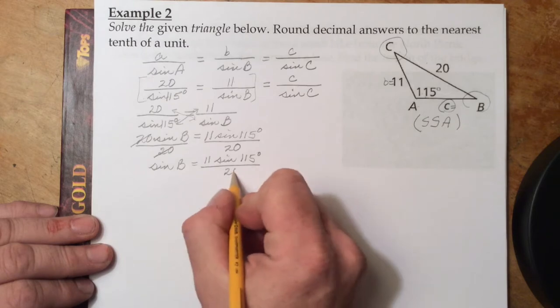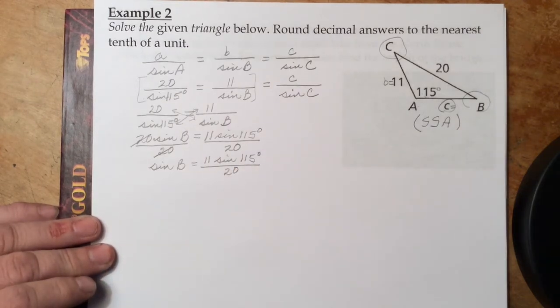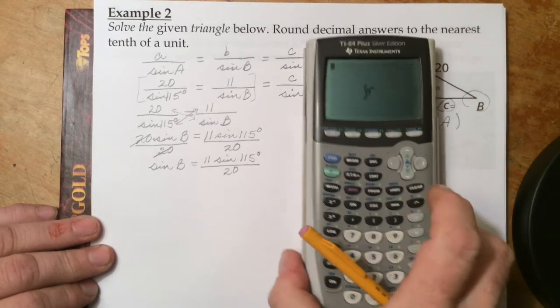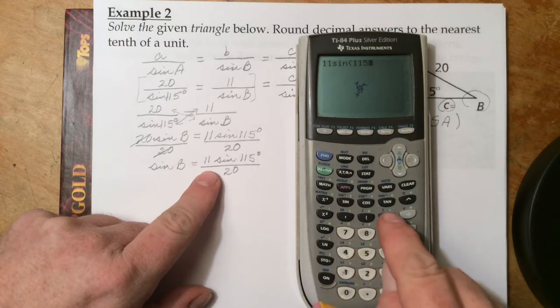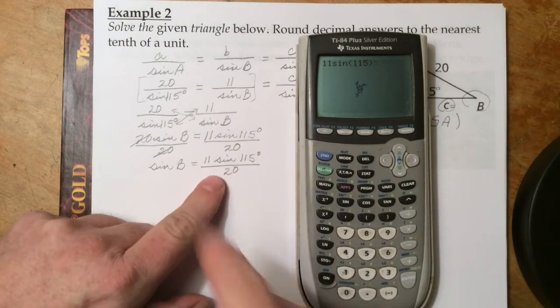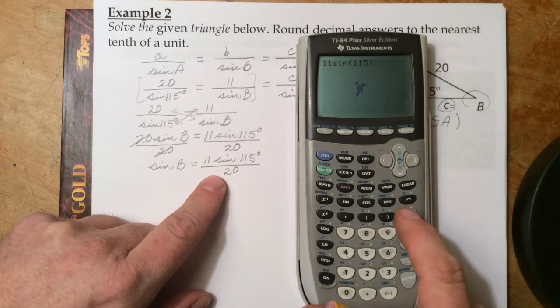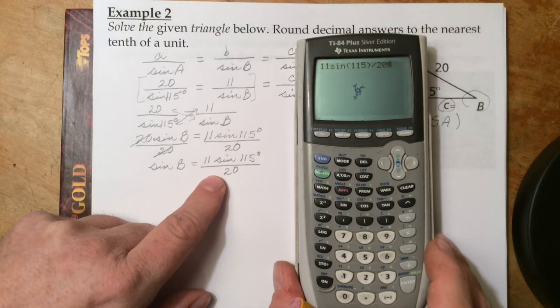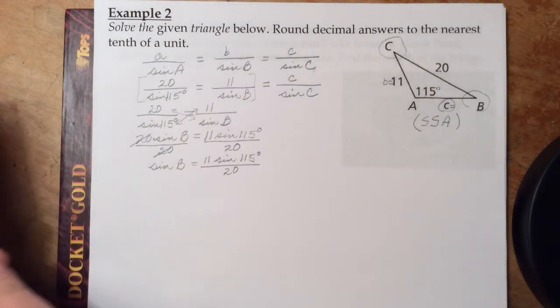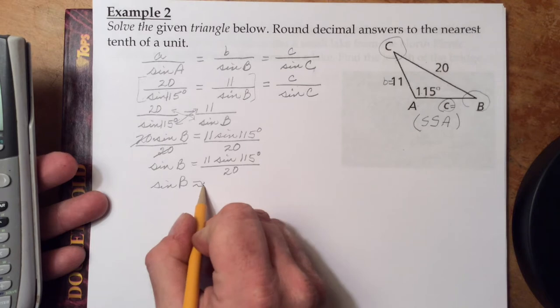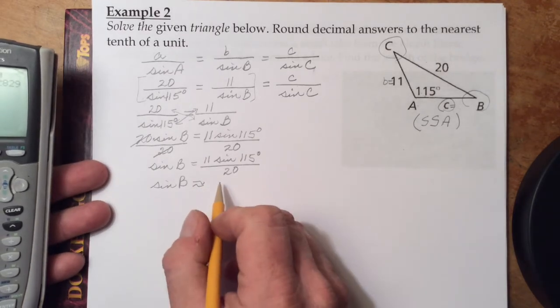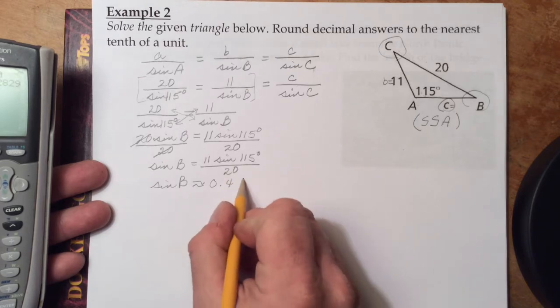In your calculator, make sure that you're in degree mode, but also be very careful when you start putting this in. It's 11 sine 115. It's crucial that you close the parenthesis on 115 degrees, because if you don't, then it will leave the 20 inside. So put in the parentheses and then divide by 20, just like that. Enter. Since we have the sine of angle B, we round to 4 digits, so that would be 4 decimal places, 0.4985.